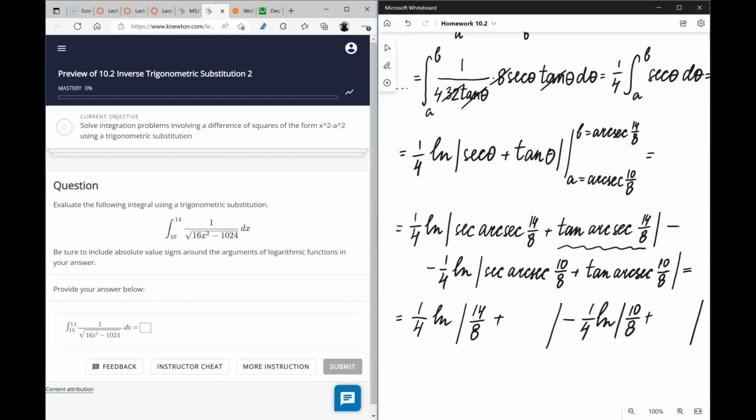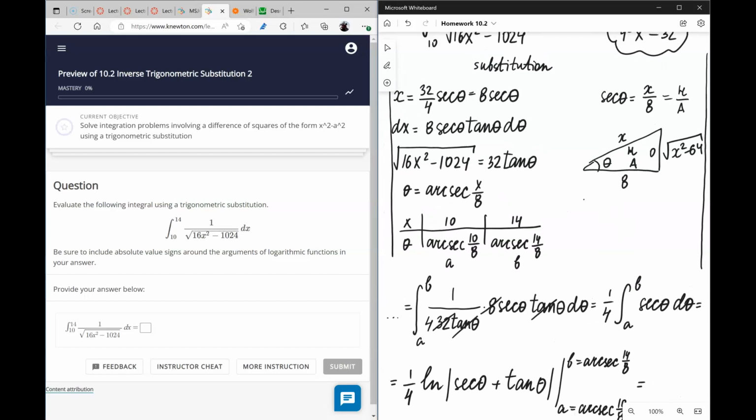Now the question is, what is tangent of arc secant of something? Let's go over here and acknowledge that tangent of arc secant of 14/8 is going to be the same as tangent of theta, but when x is equal to 14. And tangent of theta when x is equal to 14 is, tangent is opposite over adjacent, so it's going to be the square root of x squared minus 64 over 8.